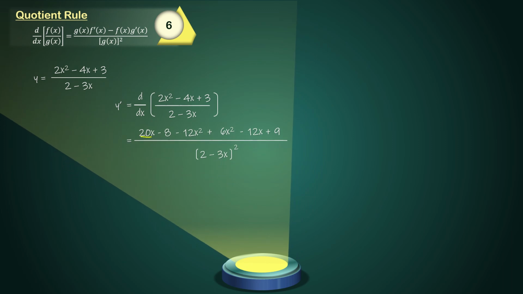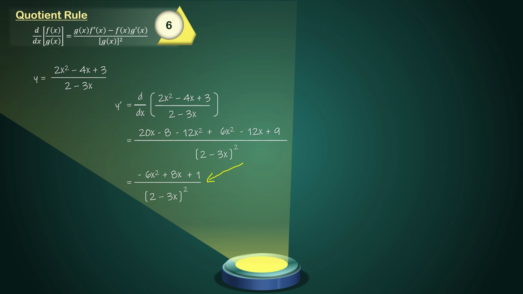20x minus 12x is 8x. Negative 8 plus 9 is 1. And negative 12x squared plus 6x squared is negative 6x squared, all over the denominator. Lastly, rearrange terms. This is the derivative of the function.